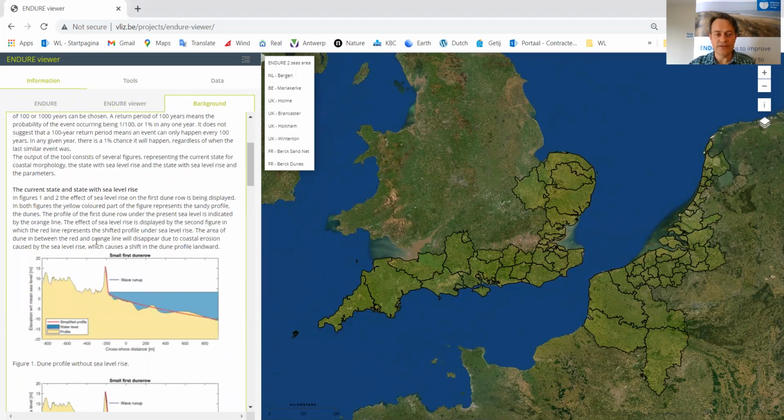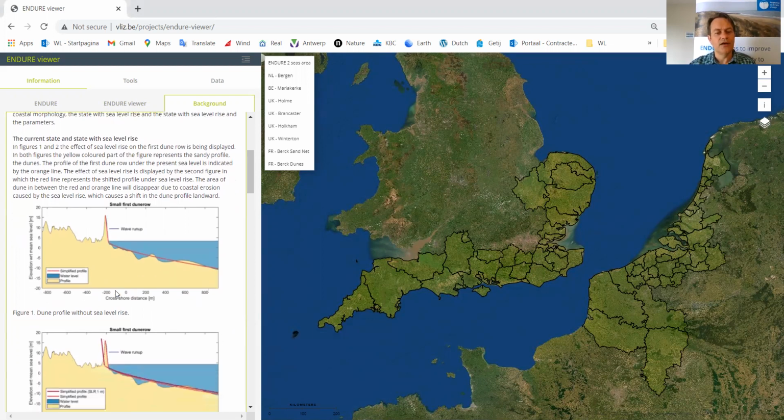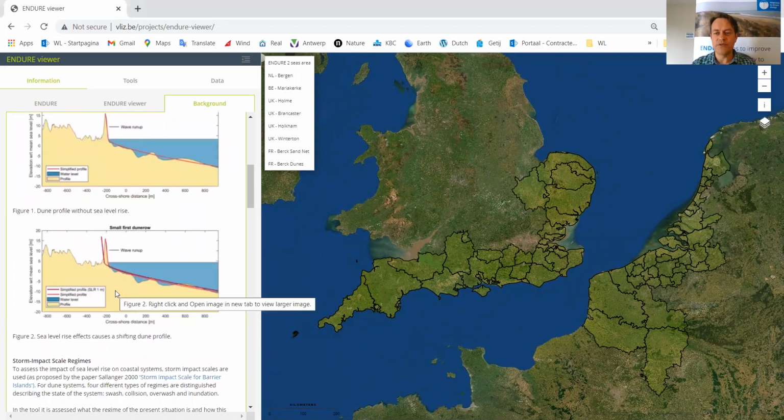Then we have the current state, of course, of the beach. This is the red line here in the beach profile in the picture. And what happens with this beach profile if we have at a certain moment an intense hydrodynamic forcing due to a storm, which overlaps with a certain sea level rise?